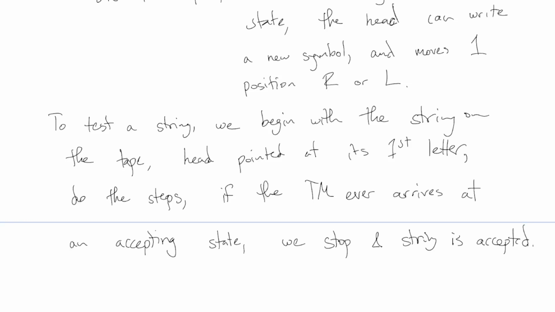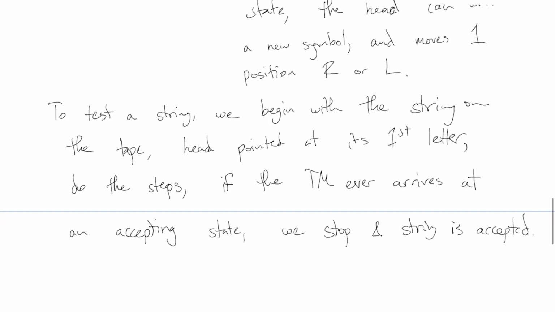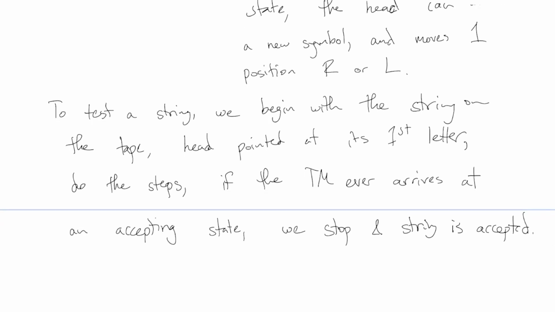That's because when the Turing machine is reading the string, the head, remember, is capable of moving to the right or to the left. So if it's going to move to the left, it doesn't even always make it to the end. There's no such thing as being done reading the string because the head can move back and forth. Anyway, if the Turing machine ever arrives at an accepting state, we stop and the string is accepted. Let's just try an example here.